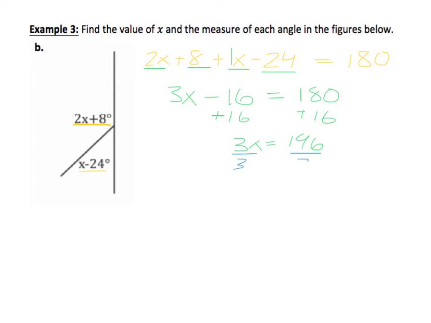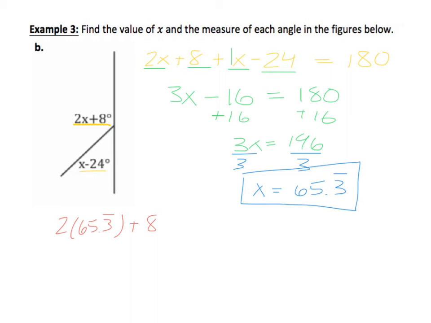That's okay. When we divide by 3, we end up with 65.3 repeating, or 65 and a third. Do not do any rounding, though, when it comes to finding the measure of the angles. So let's keep that number in our calculator, and then we'll plug it into the expressions. So 2x plus 8 becomes 2 times 65.3 repeating plus 8. That's 130.6 repeating plus 8, and that would be 138.6 repeating degrees for one of the angles.